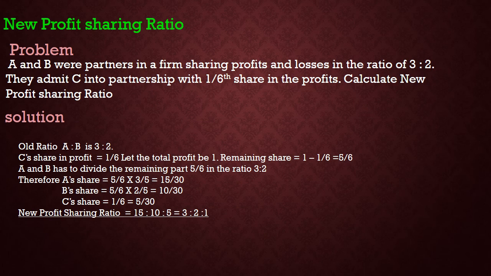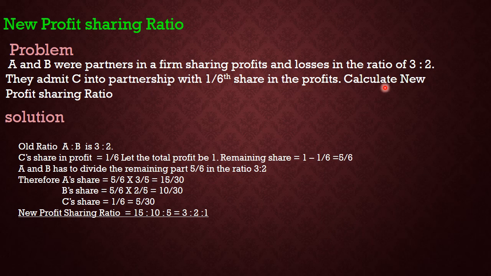Let us do some problems to understand how we can find out the new profit sharing ratio. Problem 1. A and B were partners in a firm sharing profits and losses in the ratio of 3:2. They admit C into partnership with 1/6 share in profits. Calculate the new profit sharing ratio.